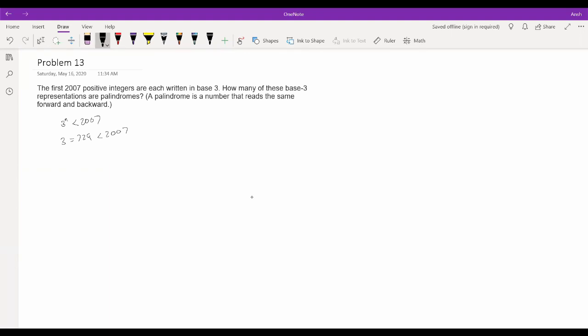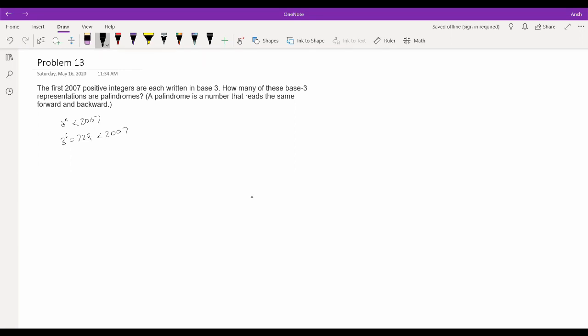This is something useful just to know, like knowing powers of 2 and 3 and 5 and 7 up to a certain extent, because they just pop up very often, and they can help you a lot if you see them pop up somewhere. So how many times does 729 fit in 2007?